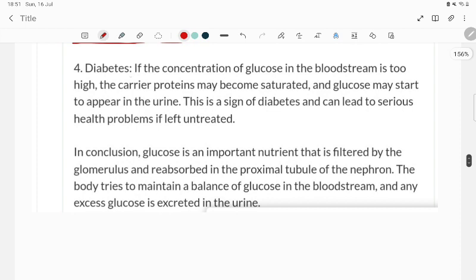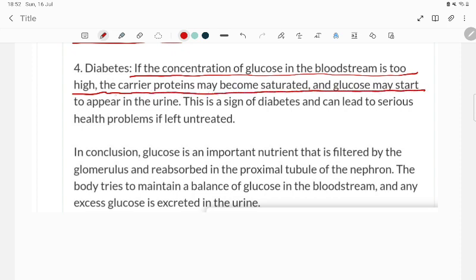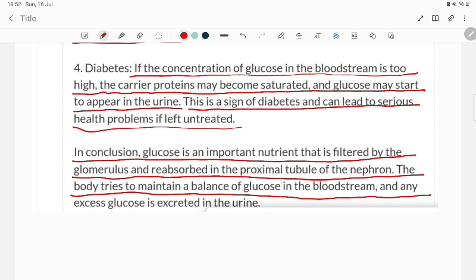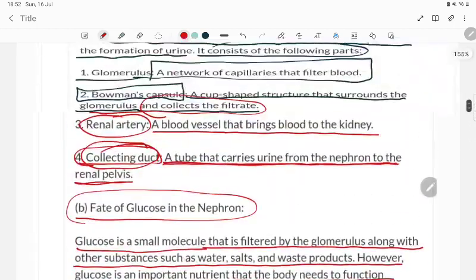Now, diabetes. If the concentration of glucose in the bloodstream is too high, the carrier proteins may become saturated and glucose may start to appear in the urine. This is a sign of diabetes and can lead to serious health problems if left untreated. In conclusion, glucose is an important nutrient that is filtered by the glomerulus and reabsorbed in the proximal tubules of the nephron. The body tries to maintain a balance of glucose in the bloodstream, and any excess glucose is excreted in the urine. So this is the answer, students.